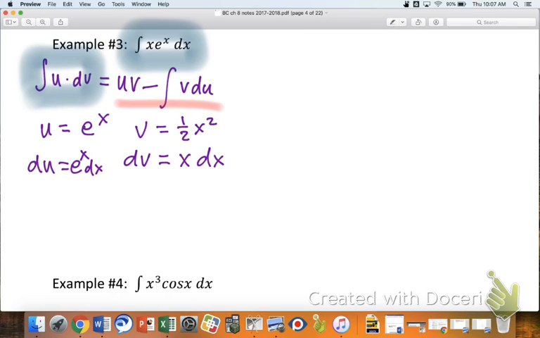So then we take this and we say, all right, well, let's plug this into the right side of that formula because this equals the thing that we're trying to find. So uv would be 1/2 x squared e to the x minus integral of v du. So that would be 1/2 x squared. Whoa, it's the same thing. Interesting.